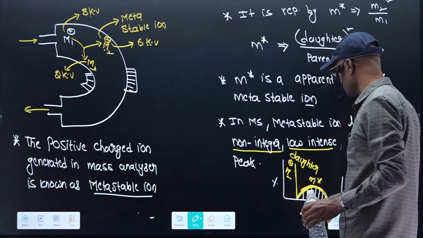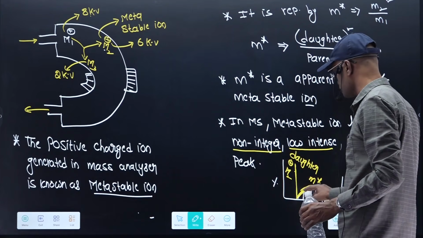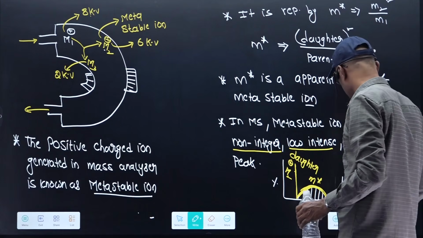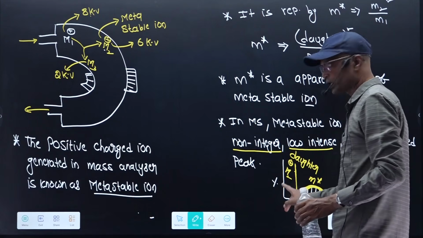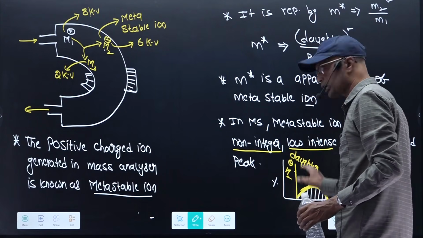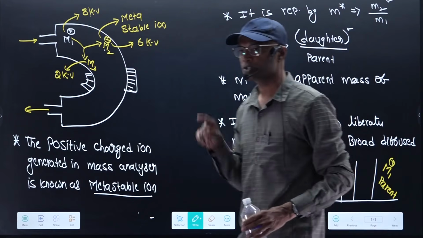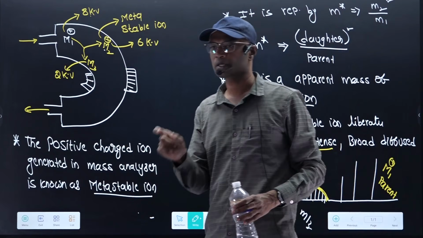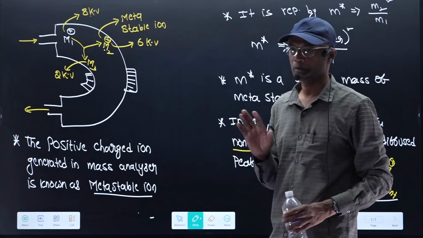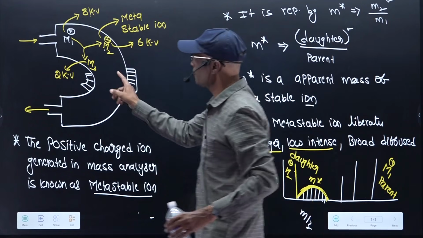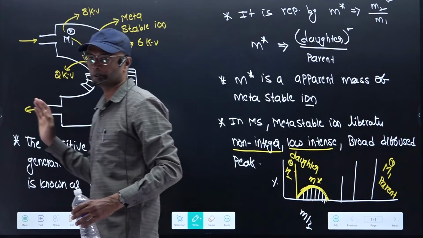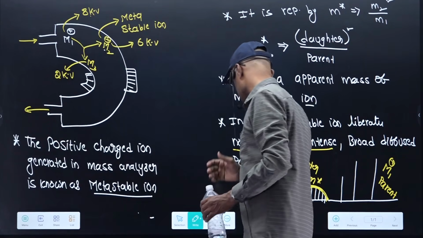Always a metastable ion will give low intensity. It is a broad diffused peak. It comes from parent and daughter. If you know who is parent and who is daughter, based on this symbol we can confirm that one fragment ion is generated in the mass analyzer chamber, not in the ionization chamber. This is called the mass analyzer chamber. The left side is called the ionization chamber. Okay. So that is the end of types of ions.